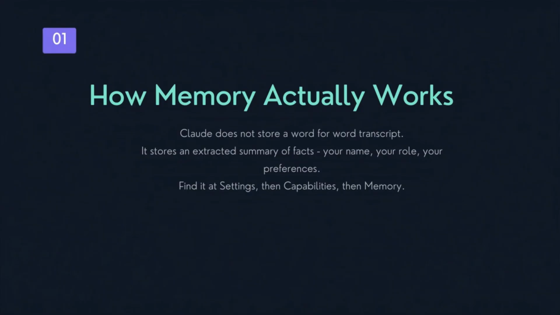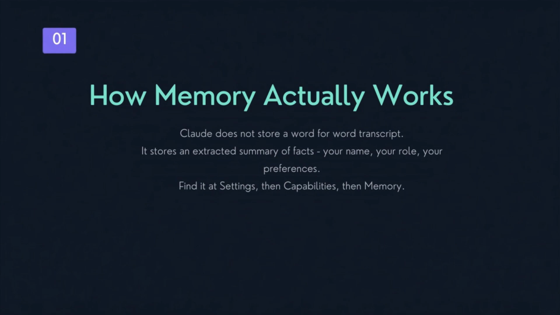Claude's memory doesn't store a word-for-word transcript of your conversations. It stores something closer to a summary, specific facts the model extracts automatically. Your name, your role, the kind of projects you work on, your preferences for how you like responses formatted. Find it at Settings, then Capabilities, then Memory.